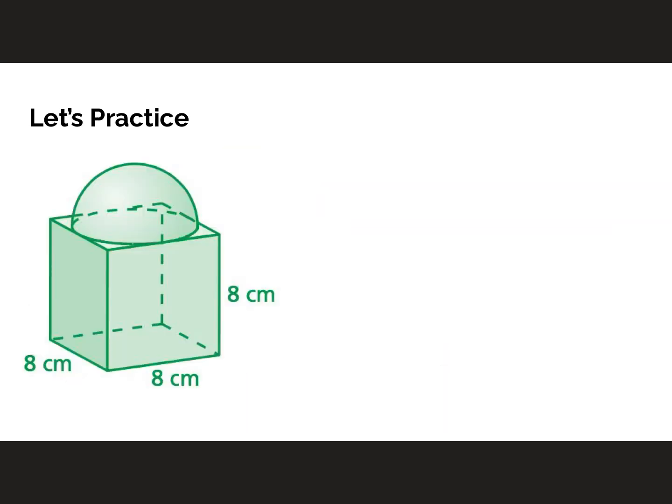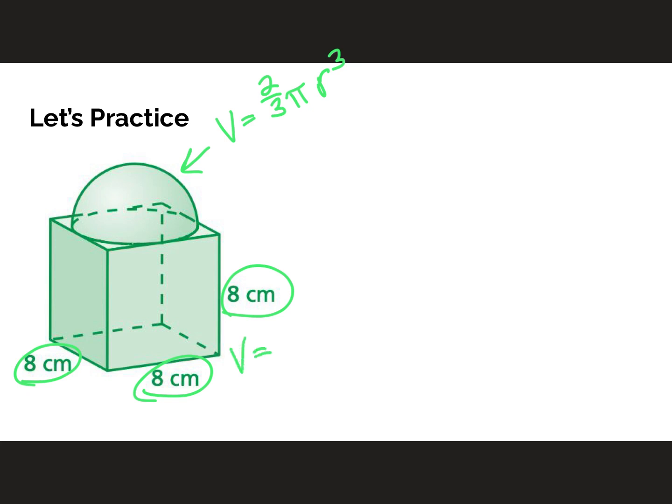So let's look at this. Here, I have, again, a hemisphere. So this one, again, our volume is 2/3 pi times our radius cubed. But here, I have a cube. So its volume is simply the side length cubed. So let's do that one first, because that's really easy. Our volume is 8 cubed. 8 to the 3rd power is 512. So that one was really quick and easy.